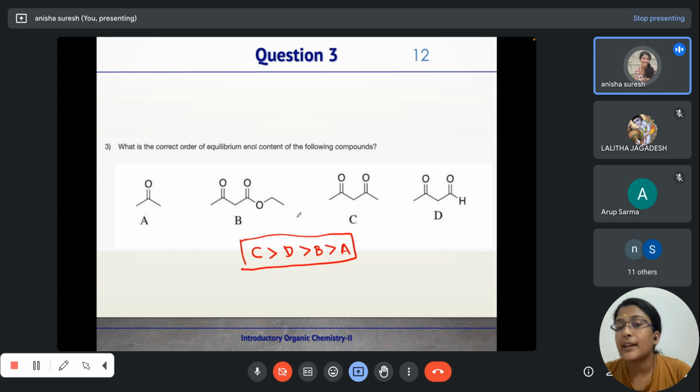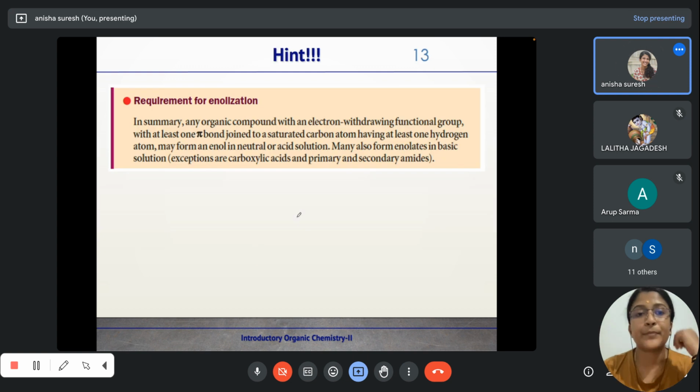Then, if something like hydrogen bonding is possible, that will also be counted. So we will see the options. So this is the requirement for enolization. In summary, any organic compound with an electron withdrawing functional group with at least one pi bond joined to a saturated carbon atom having at least one hydrogen atom may form an enol in neutral or acid solution. So I have mentioned why enolization is occurring. For that, the requirement is that at least one hydrogen atom, an alpha hydrogen atom, should be present.